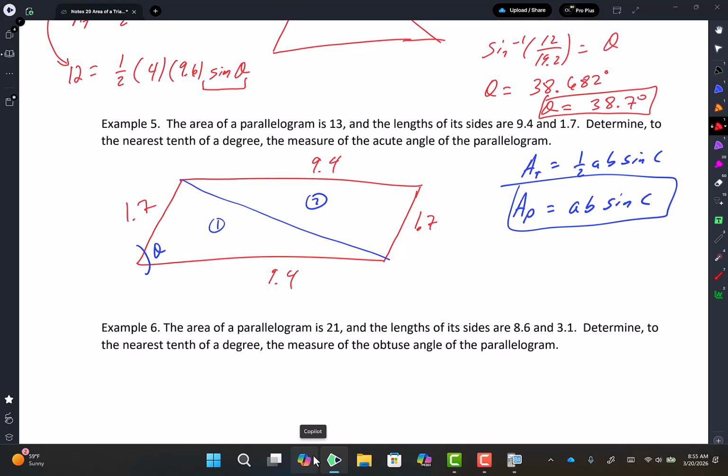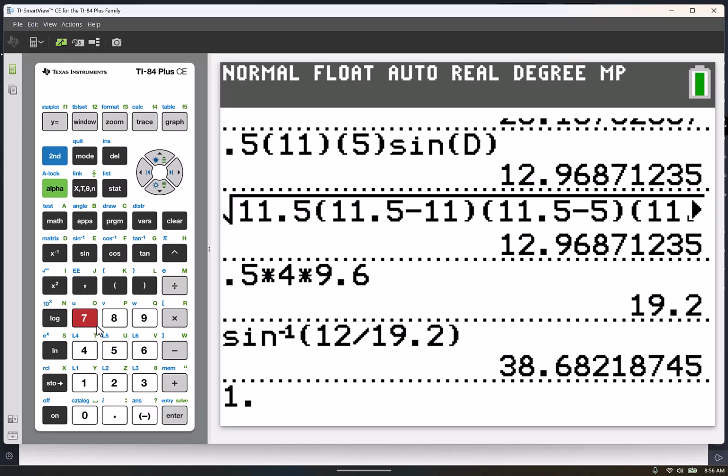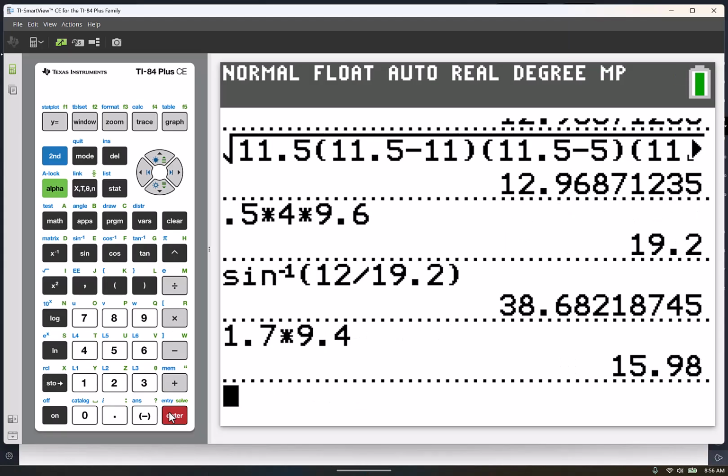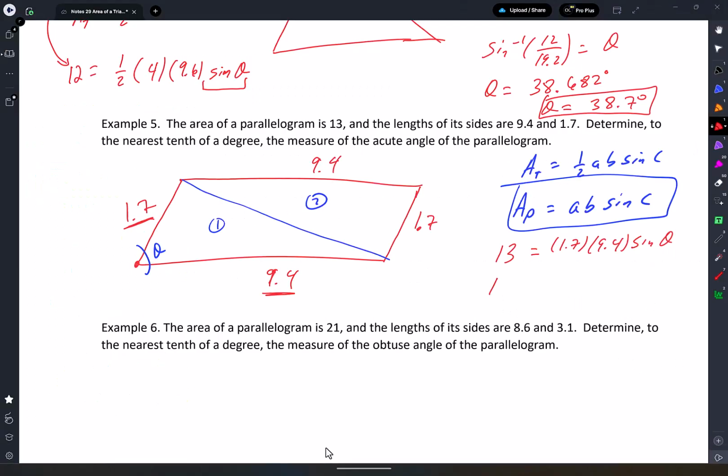All right, so here we go. I have the 1.7, I have the 9.4. Perfect. That's what I need. I need the 2 segments that connect at that vertex that create that angle there. So I'm going to go 13, because that's the area of the parallelogram, equals 1.7 times 9.4 sine of that angle. There it is. You're done. Now you're just doing algebra, arithmetic. So 1.7 times 9.4, I got 15.98. So 13 equals 15.98 sine theta.